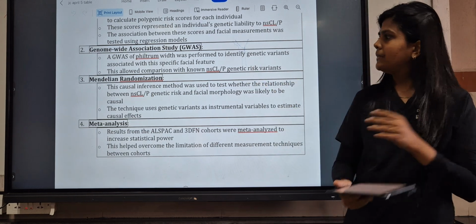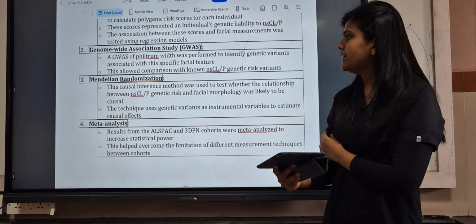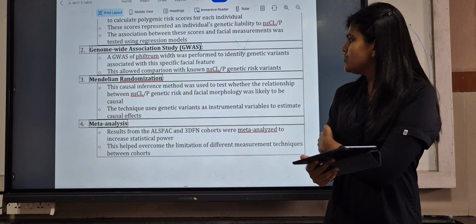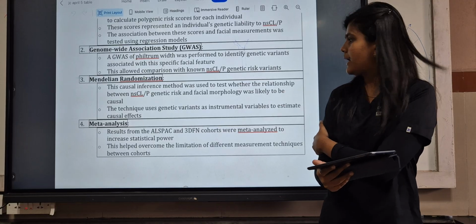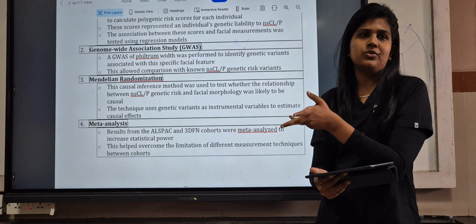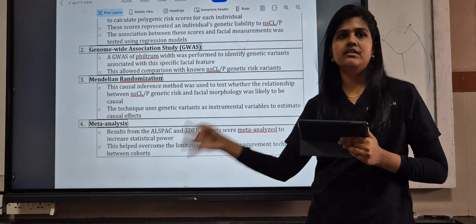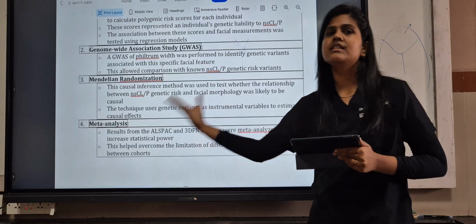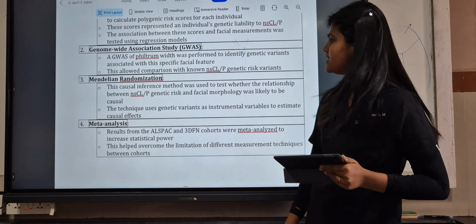Next, they followed Mendelian randomization. This causal inference method was used to test whether the relationship between non-syndromic cleft lip and cleft palate genetic risk and facial morphology was likely to be causal. That is, this exposure and outcome were linked: this gene is causing this effect. For that purpose, they used Mendelian randomization.